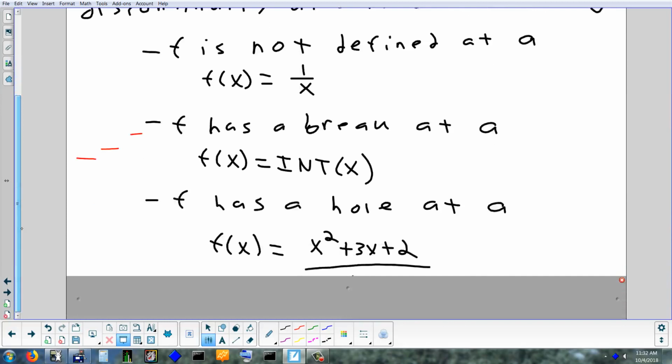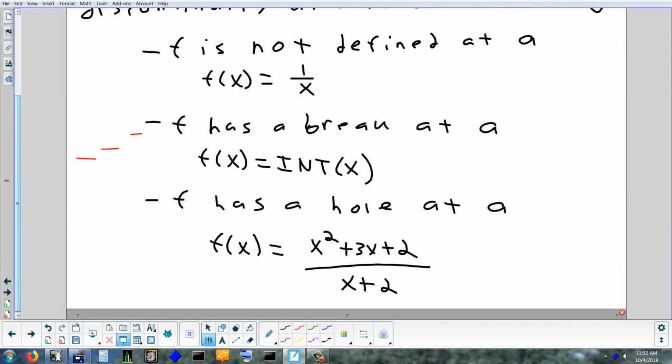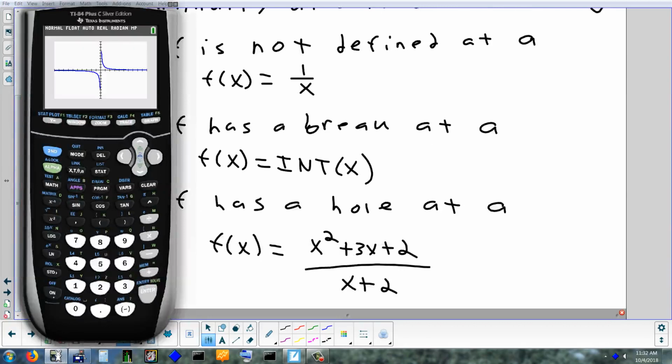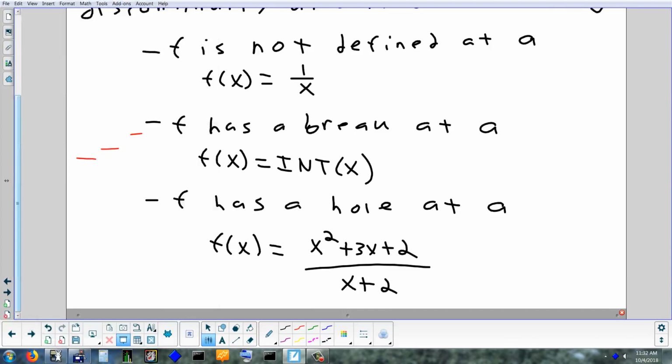And then the last type of discontinuity you can have is a hole. And this is the trickiest one because you can't see it. You have to know that it's there from the algebra. Let's graph this. If I graph, in parentheses, x squared plus 3x plus 2, divided by x plus 2, you might think it looks like a line. And from the picture, it does. But let's look at this a little bit.